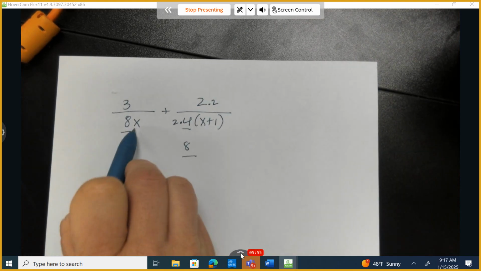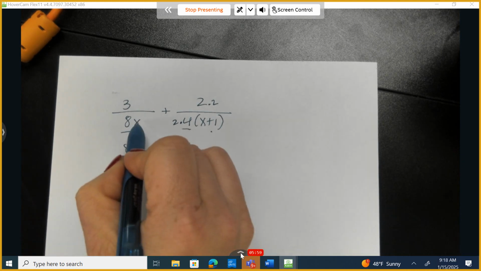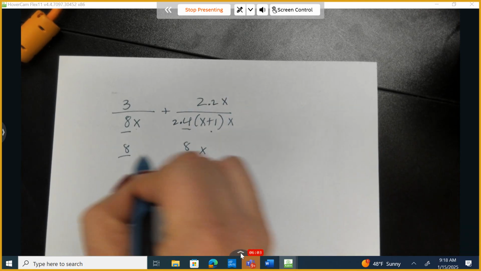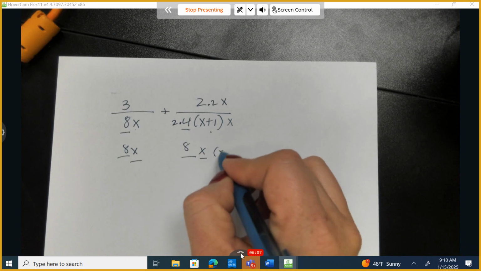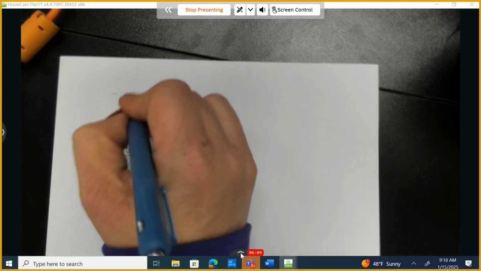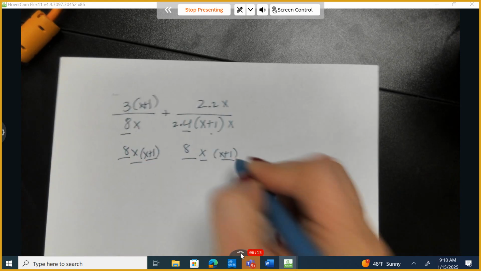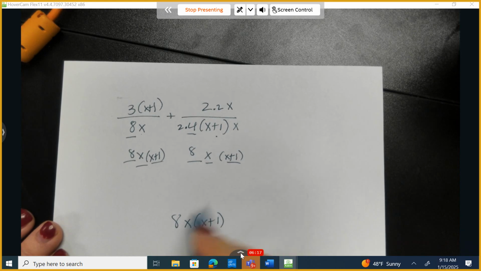Great. But this has a single x, and this has a group of x plus 1. Those are different. So I need to have a single x on the right-hand side. So single x, single x. Okay, now they both have a single x. Now the right-hand side has an x plus 1, but the left-hand side is missing that. So x plus 1 and x plus 1. Now they have the exact same denominator. They have 8x and x plus 1.